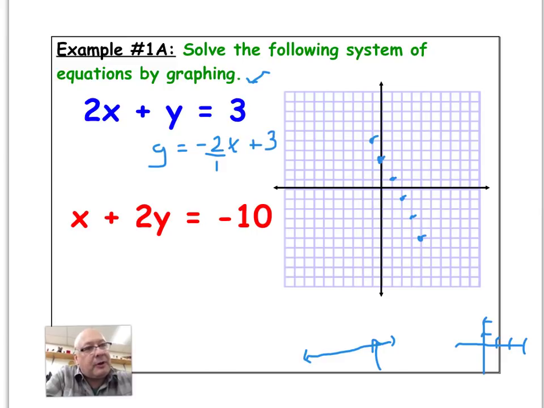Now here is where I'm going to do my best to draw this line as straight as I can. Okay, it's about as good as I can do on an iPad.